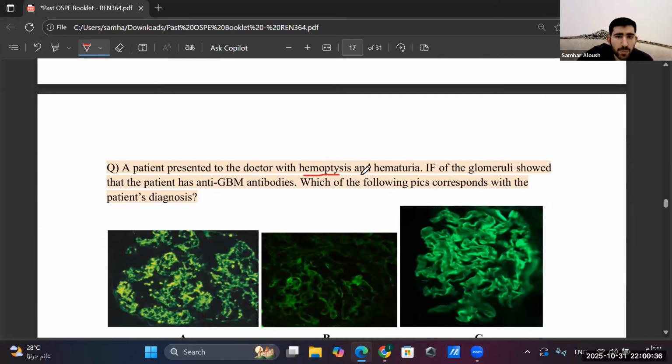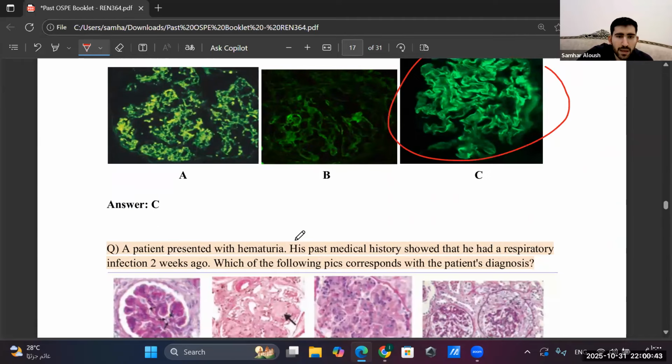Okay, patient with hemoptysis and hematuria. We said hemoptysis and hematuria, Goodpasture. Goodpasture is linear, so it's definitely C.